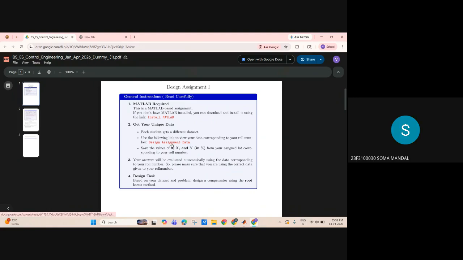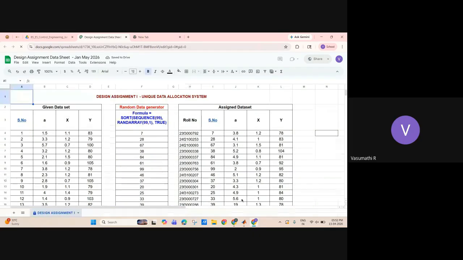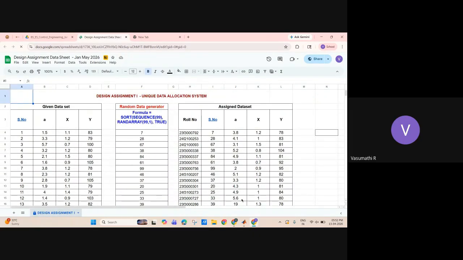Ma'am, there are two rows of data. Which one should we take? So if you have this, what are you saying as two rows of data? Oh, here, which one should you take?